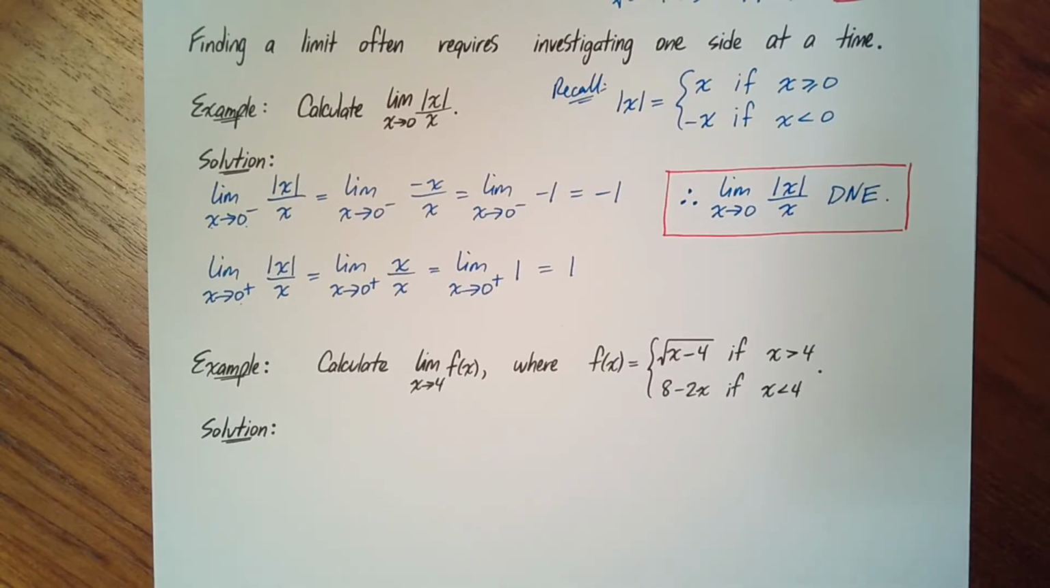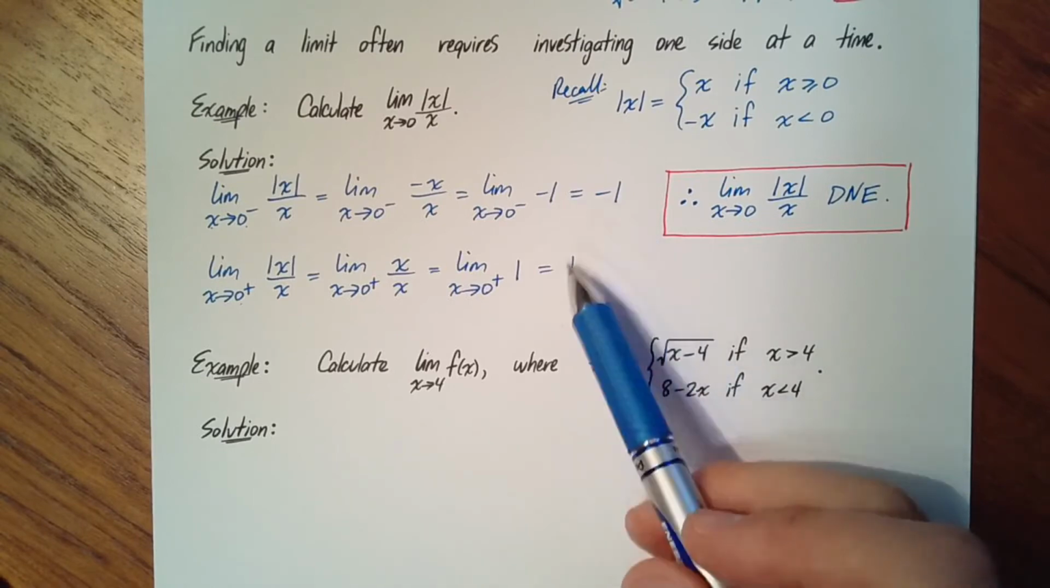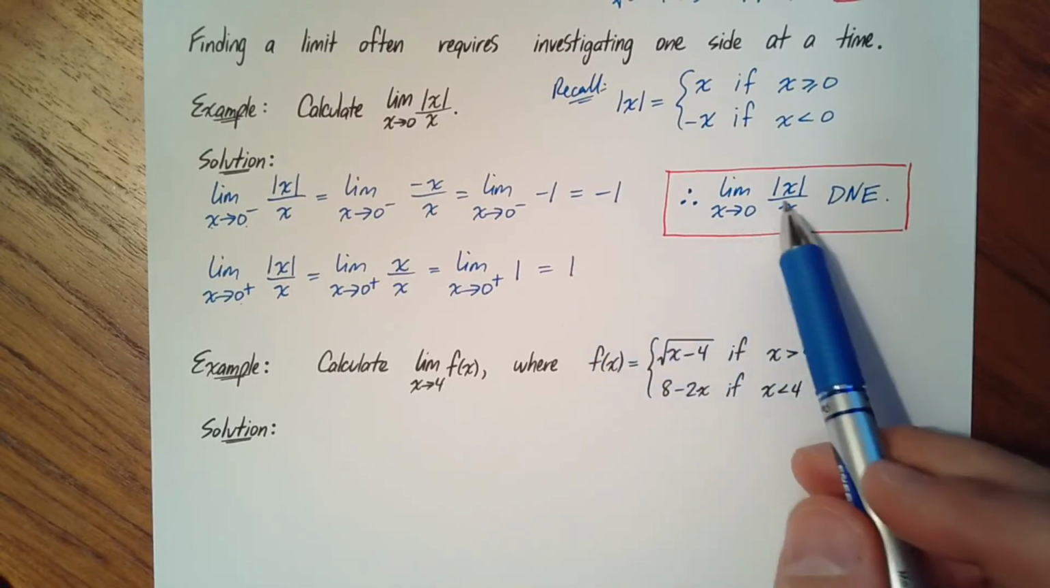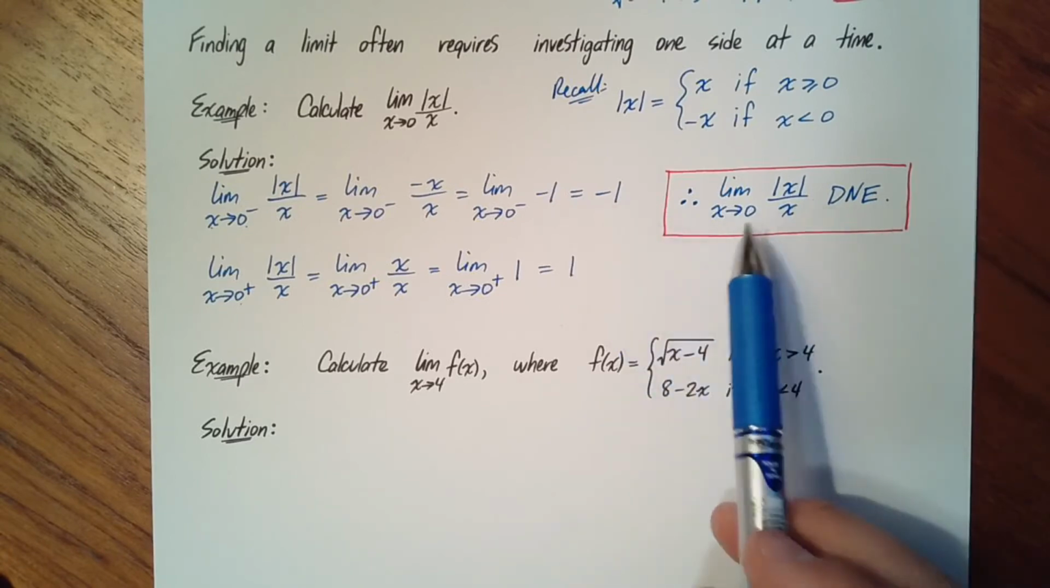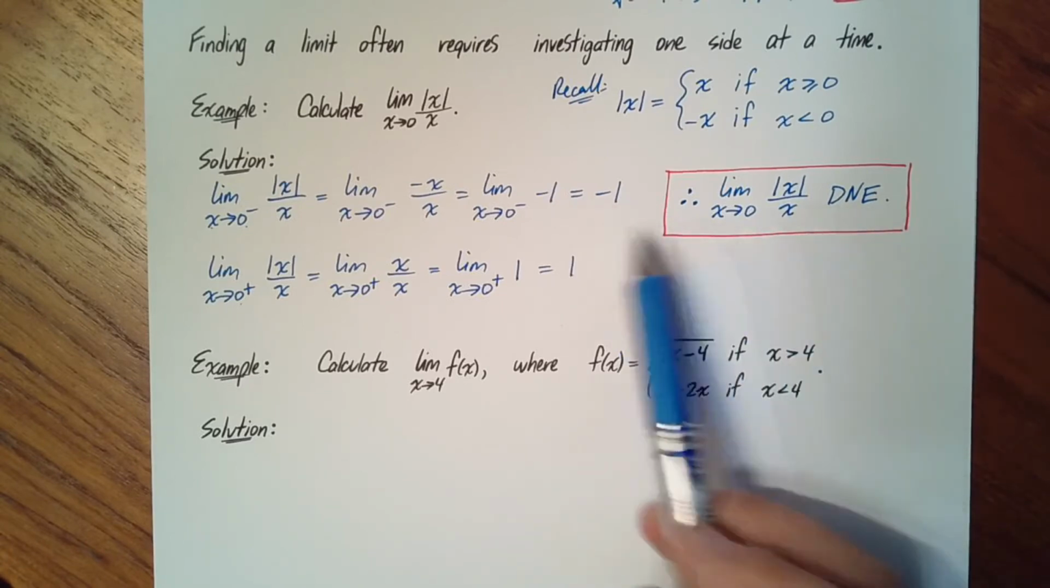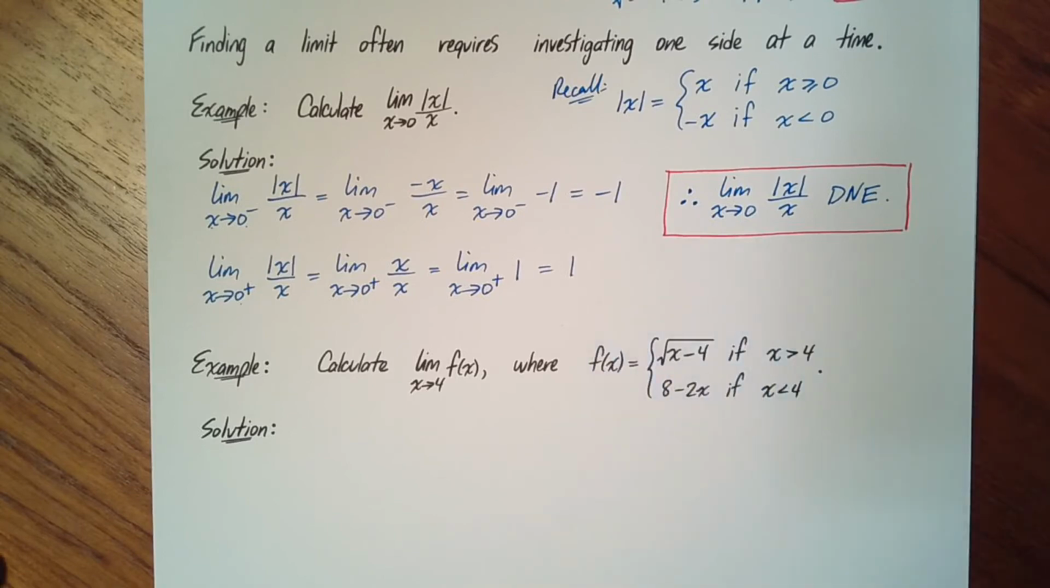If these had been the same, like if they were both -1, for example, then we would have concluded that this limit is -1 as well, right? If they were both +1, then we would have concluded that this limit is +1. But since they were different, the two-sided limit does not exist.